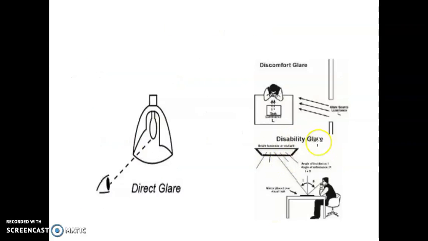So this is just showing the disability glare and the discomfort glare. Disability glare is when you are looking directly at your luminaire, and discomfort glare is when you are doing a work and through the window some light is coming and it is causing discomfort to your eyes.